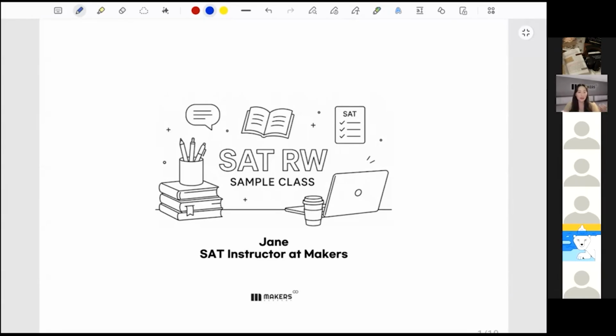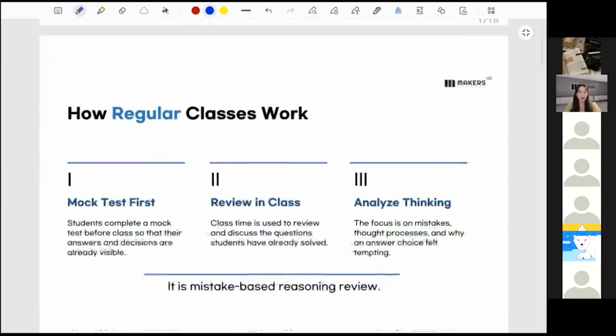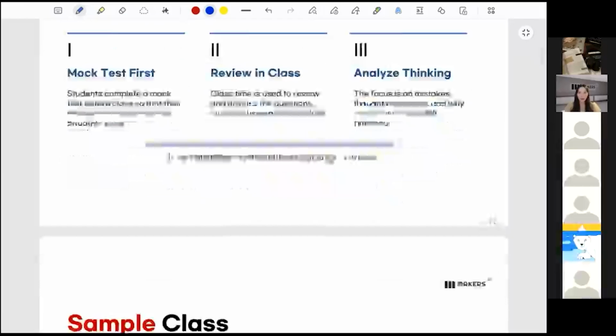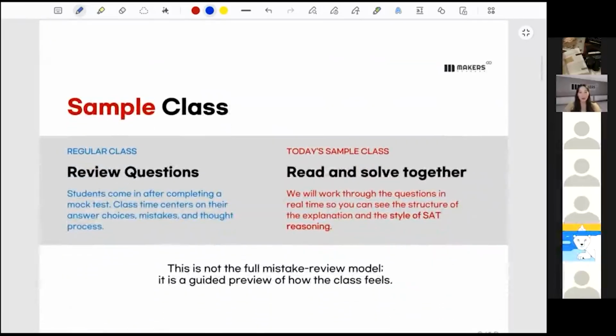Before we begin, I would like to explain how regular classes at Makers typically work. Normally, students complete a mock test before a class, and our class time is spent reviewing and discussing the questions that you have already solved. In other words, we focus on your mistakes and thought processes rather than reading the passage together for the first time. But because this is a sample class, we will be reading and solving the questions together in class because you wouldn't have had the chance to look at the questions beforehand.